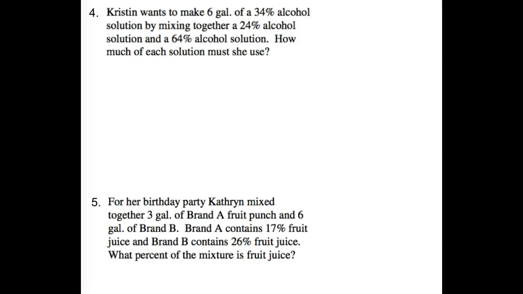Okay, so let's say I add 1 gallon of the first one, I would need 5 of the other one. If I have 2 gallons of the first one, I would need 4 gallons of the other one, right? Has to add up to 6. So we have 2 different concentrations. We have a 24% and we have a 64%. If I say I'm going to have X gallons of the first one, how can I express the second one in terms of X?